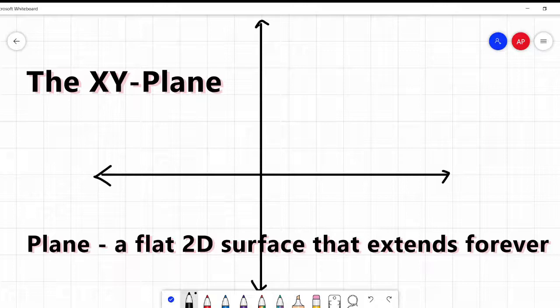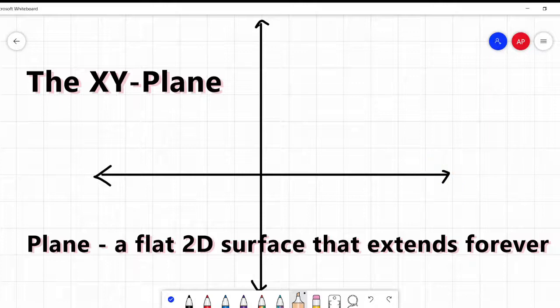Plane, think of it as a sheet of paper that goes forever. That's what these little arrows indicate here on the corners. It's going forever in every direction. Is this a real physical place? No, it's not. It's in our minds.